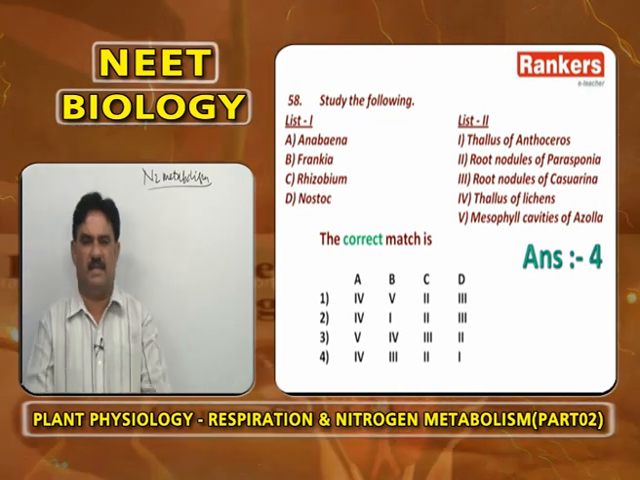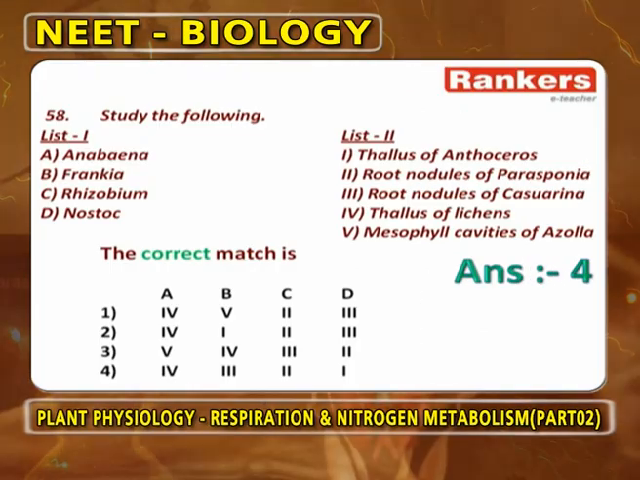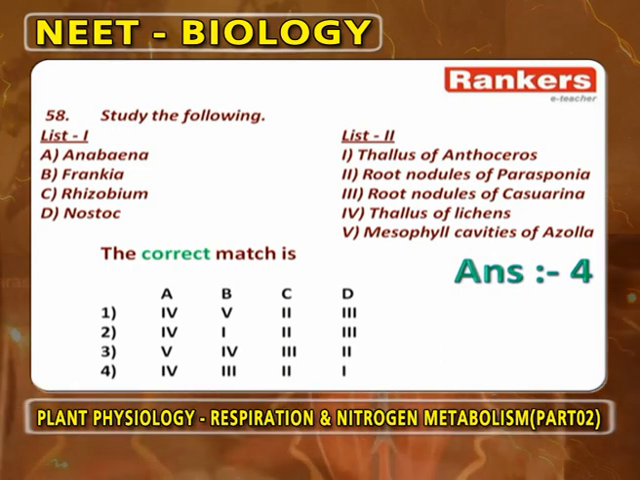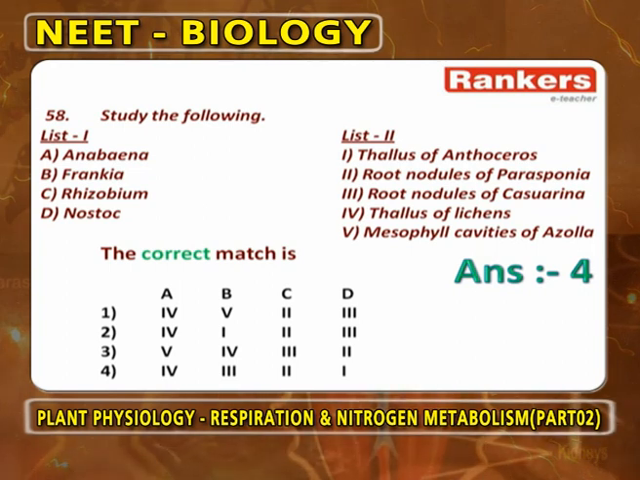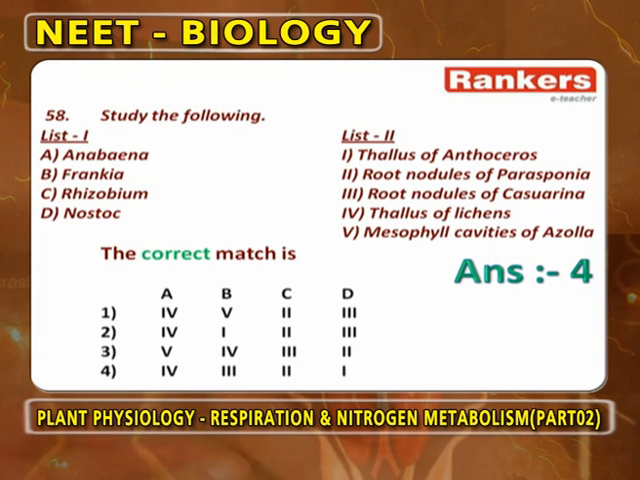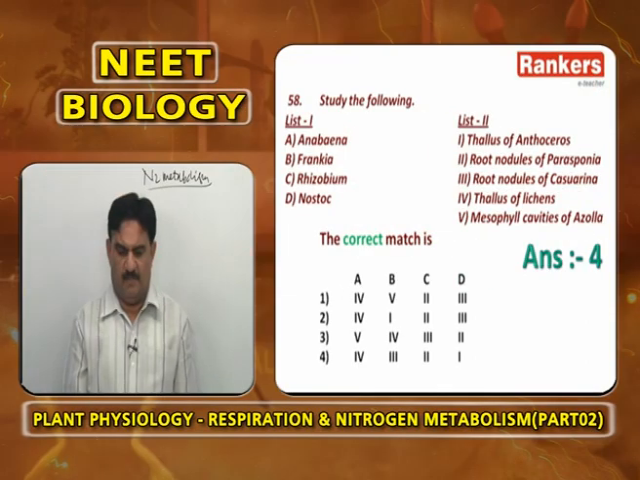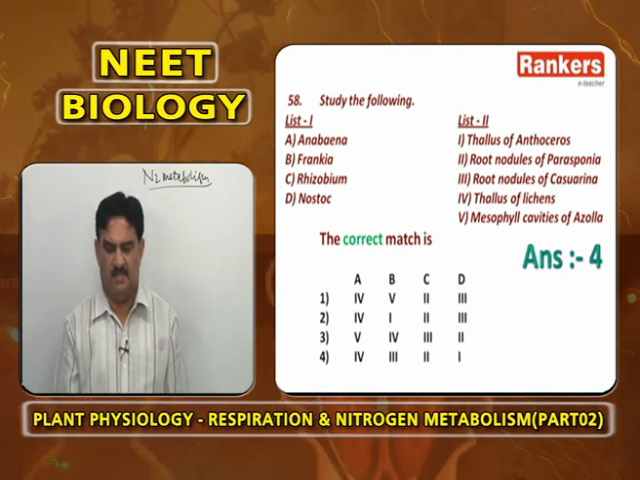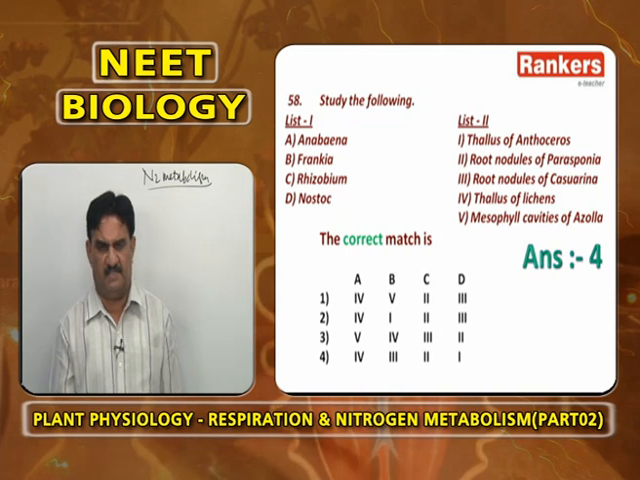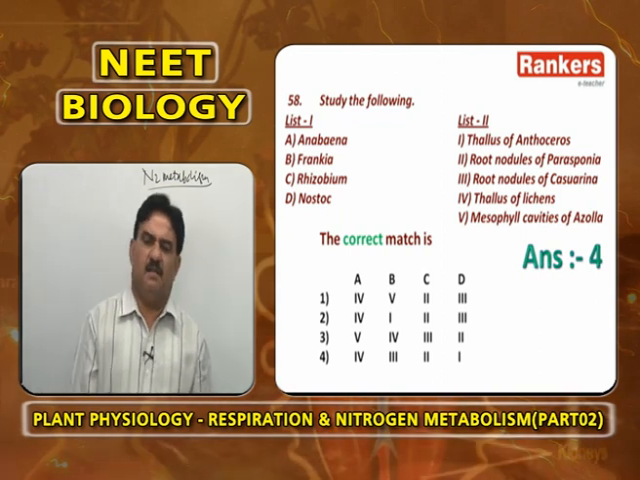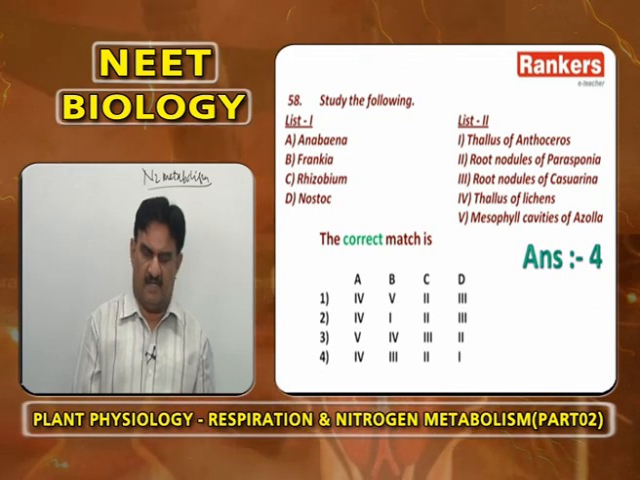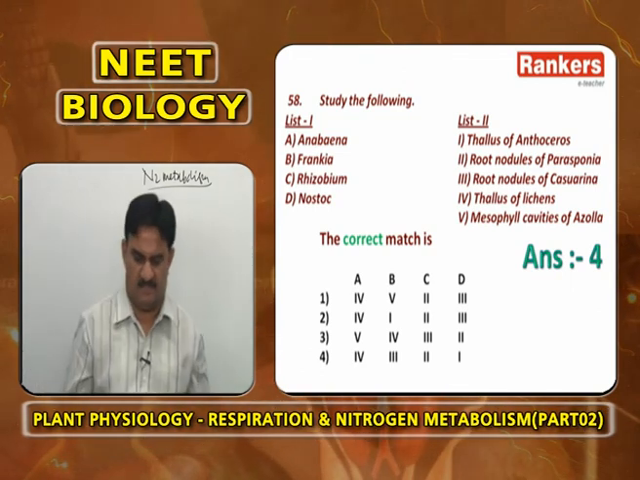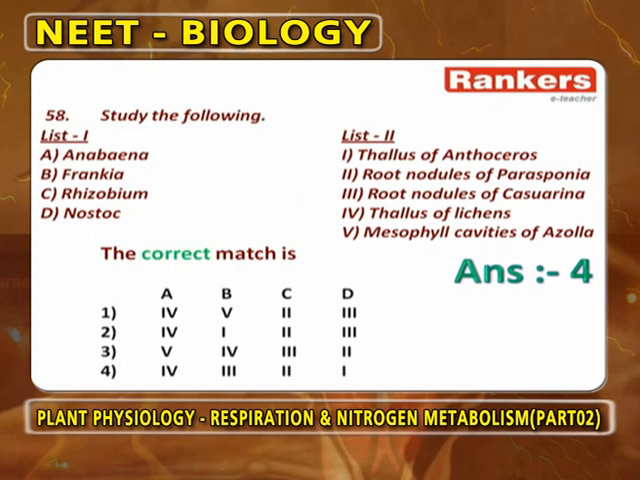Just now I told you non-legumes like Casuarina, Alnus and Myrica contain a special actinomycete called Frankia. Rhizobium, 2. Rhizobium is also found in the root nodules of a non-leguminous plant called Parasponia. And D1, Nostoc. Nostoc is present in the thallus of Anthoceros. Anthoceros is a bryophyte which helps in nitrogen fixation. Anthoceros is also asked as the only algal member with pyrenoids, or a bryophyte with pyrenoids. So fourth option, A4, B3, C2, D1.